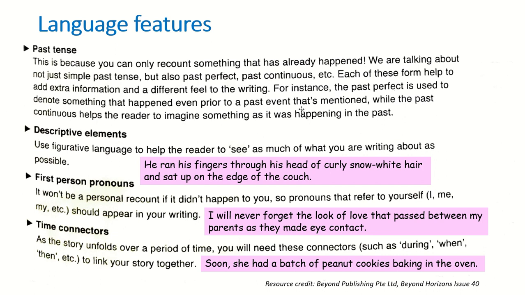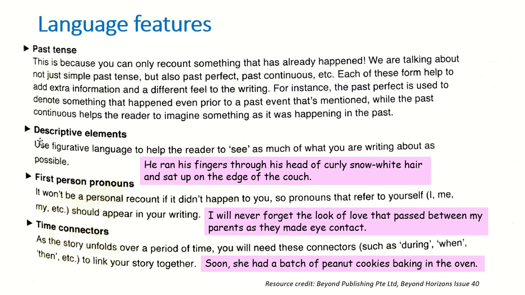Okay, so each of these types of tenses help to add extra information and different feel to the writing. For instance, the past perfect is used to denote something that has happened even prior to a past event that's being mentioned, while the past continuous helps the reader to imagine something as it was happening in the past.